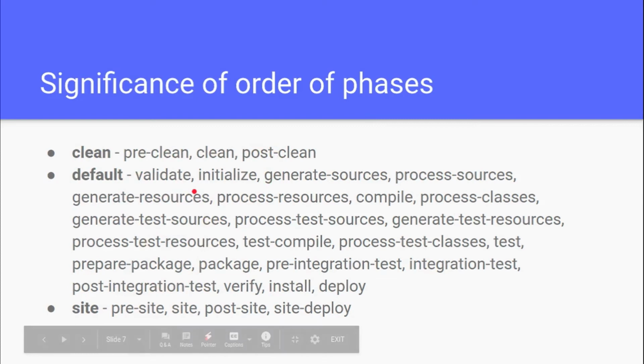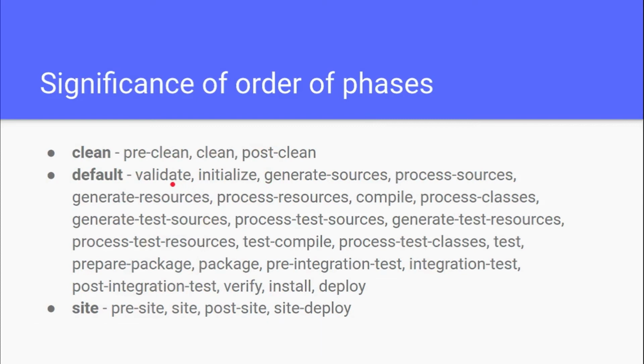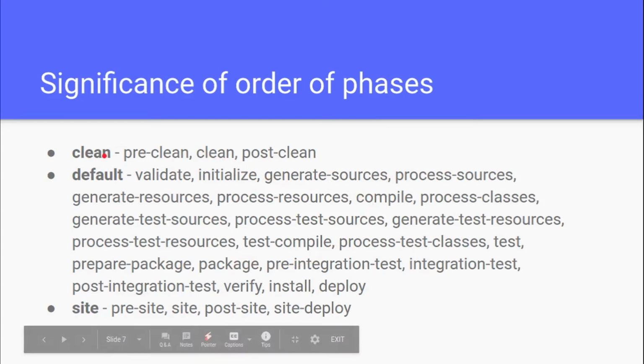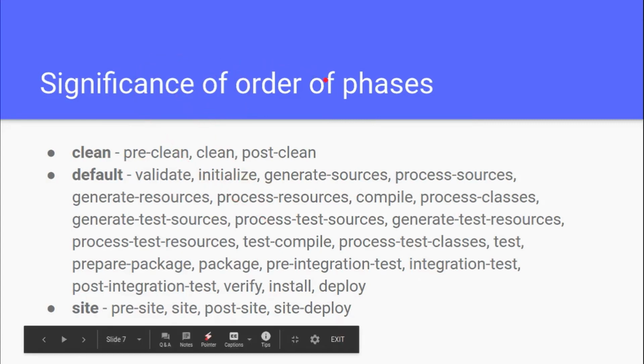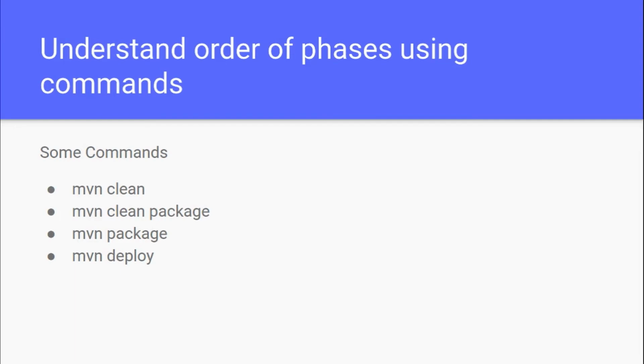In the default lifecycle, there are many phases. The first one is validate, the second is initialize, and so on. The example that we just saw was using two phases from the default lifecycle and one from clean. We saw that clean ran first, second was compile, and third was package. Now I think we can understand the significance of the order of phases. We can understand it more clearly using some more commands.